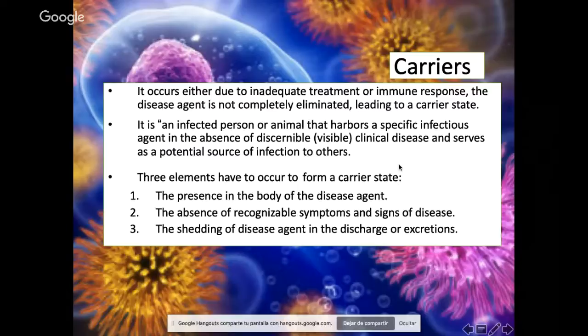Three elements have to occur to form a carrier state. First, the presence in the body of a disease agent. Two, the absence of recognizable symptoms and signs of the disease. Three, shedding of the disease agent in discharges or excretions.